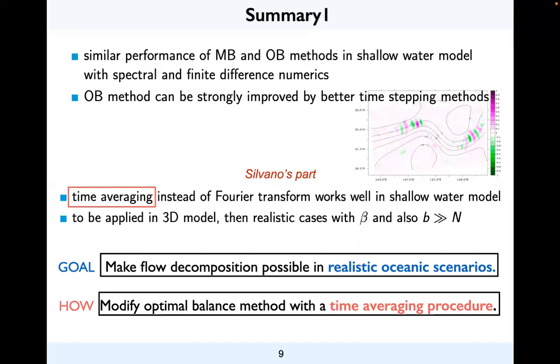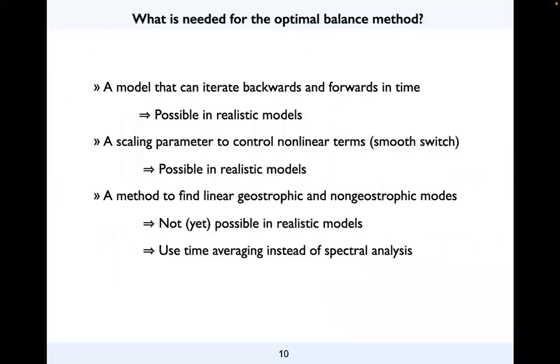Exactly. So now we have these 2 methods, but they only work in models where we don't have any topography. And now the goal is to modify them and make them applicable in realistic oceanic scenarios. So before I start with how we are going to modify it, here's a short recap on how the optimal balance method works, or more precisely, what we need for the optimal balance and why we can't apply it in realistic ocean models.